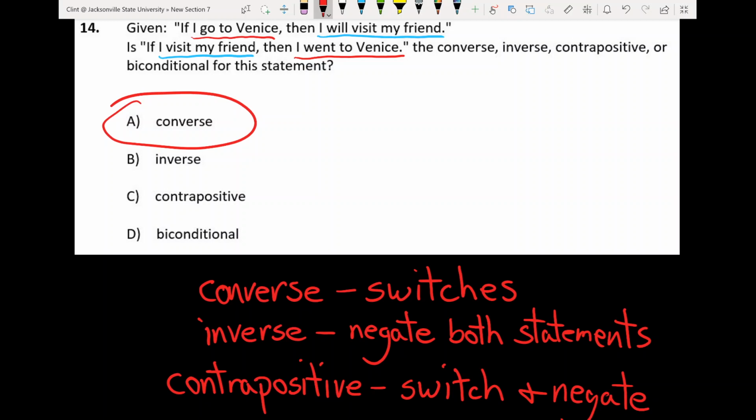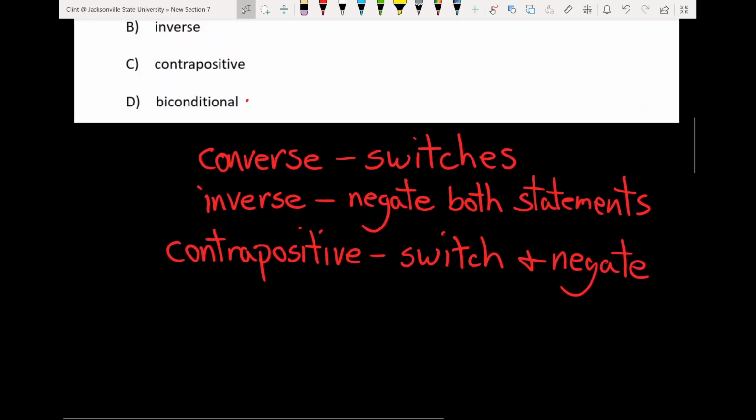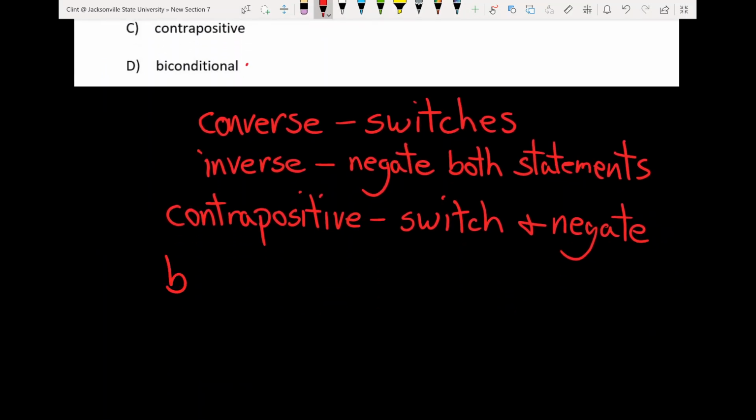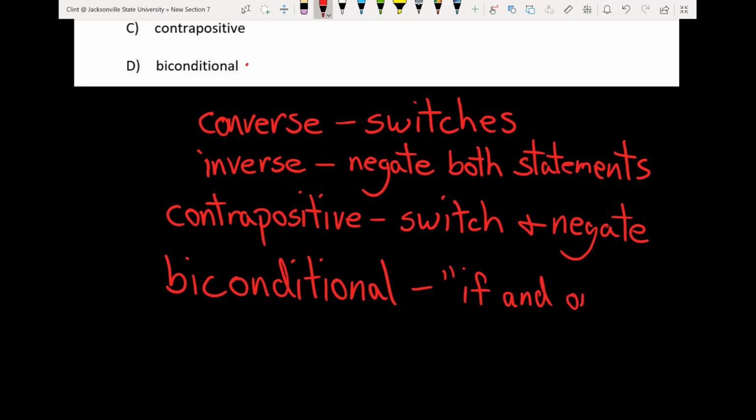And there was one more option, the biconditional option. And it's really the easiest one. The conditional statement is when it says if then. A biconditional statement is when it says if and only if. So the only way it's going to be biconditional is if it says something that means the same thing as if and only if.